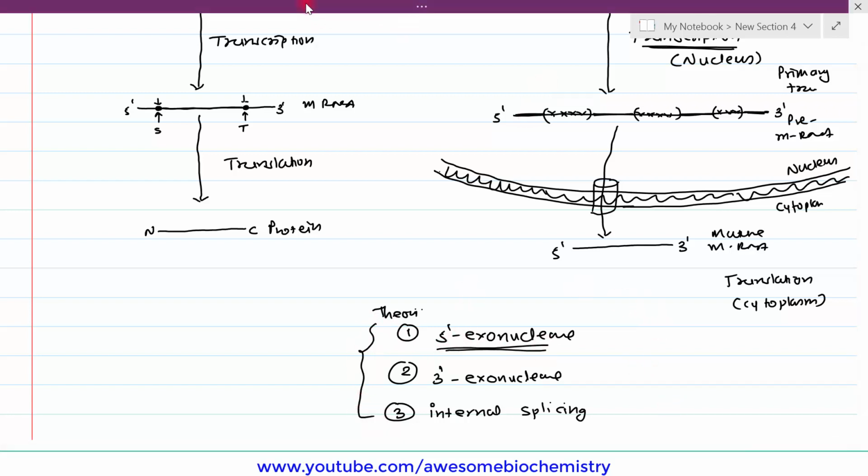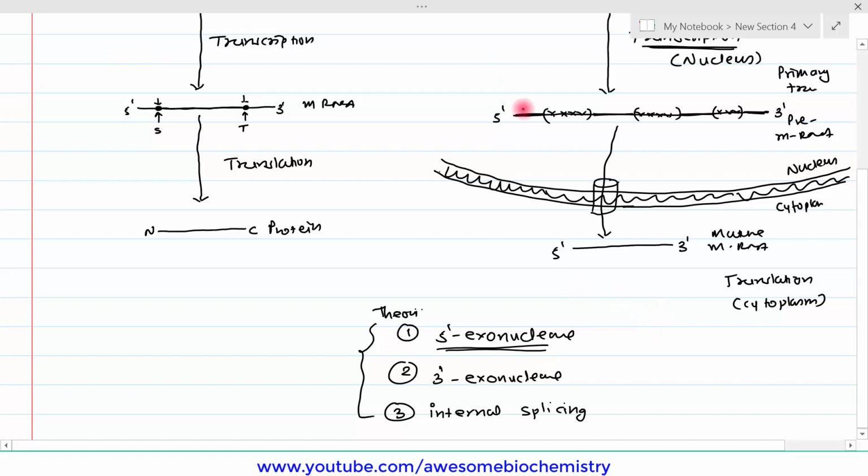Why? Because in the nuclear mRNA, on the 5' side, there is a cap structure. There is a cap, that is 7-methyl guanosine. The 7-methyl guanosine cap is there on this nuclear mRNA, and the same cap is seen in the cytoplasmic mRNA also. So that means no one is attacking from the 5' side. If someone is attacking from the 5' side, then this cap must be destroyed, and this is not the case. It is actually seen in the cytoplasmic mRNA. So this theory was thrown away.